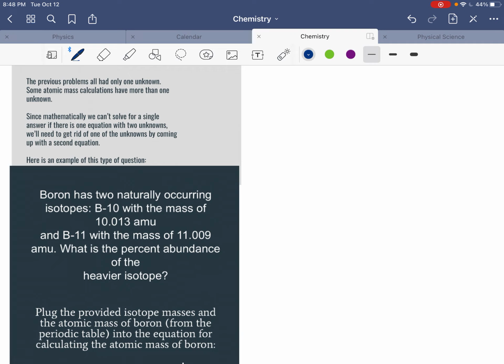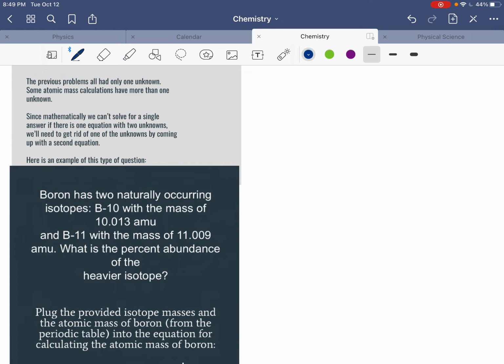So the previous problems all had only one unknown. Some atomic mass calculations have more than one unknown. Since mathematically we can't solve for a single answer if there's only one equation with two unknowns, we need to get rid of one of the unknowns by coming up with a second equation.